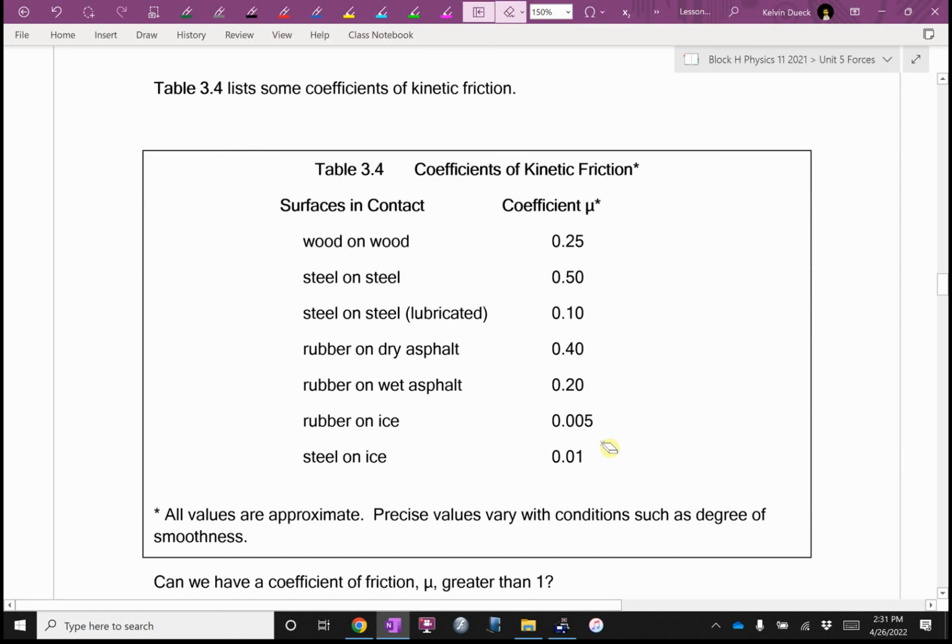Rubber on ice, really slippery. That's why walking on ice with sneakers is really, really tough. Steel on ice, a little bit better.